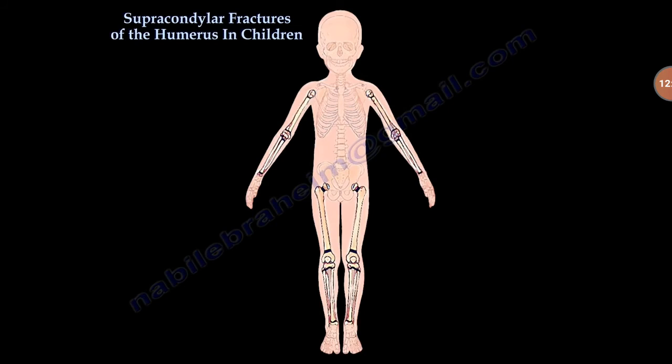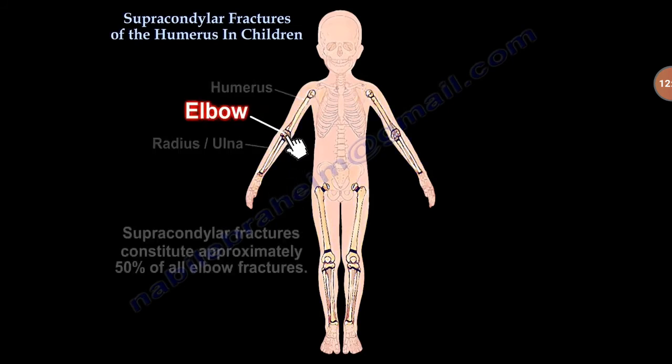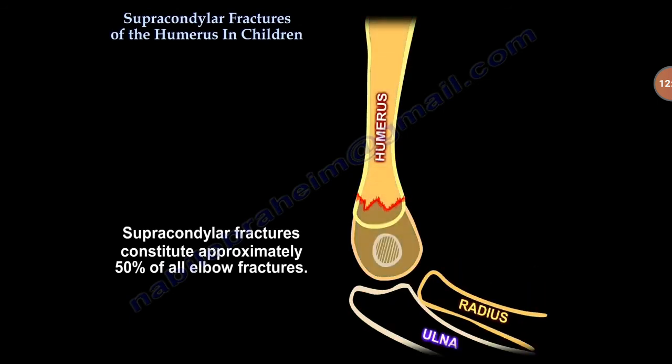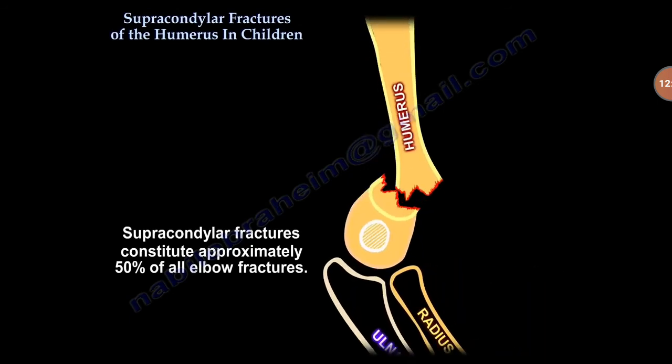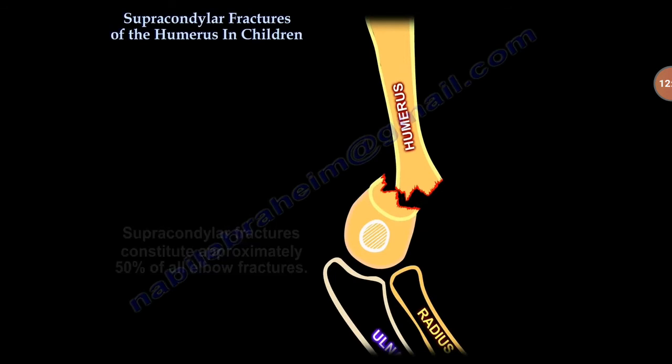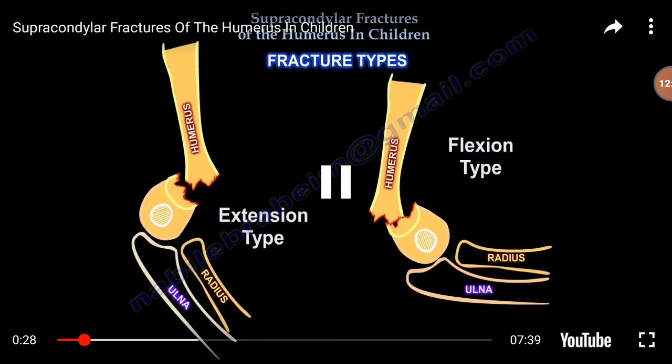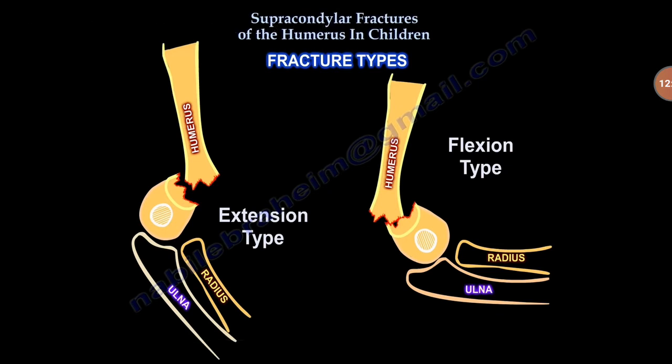Supracondylar fractures of the humerus in children. Supracondylar fractures constitute approximately 50% of all elbow fractures. The supracondylar region is thin and weak, and thus it can fracture easily. Fracture types. The fracture can be an extension type fracture as seen on the left, or a flexion type fracture as seen on the right.